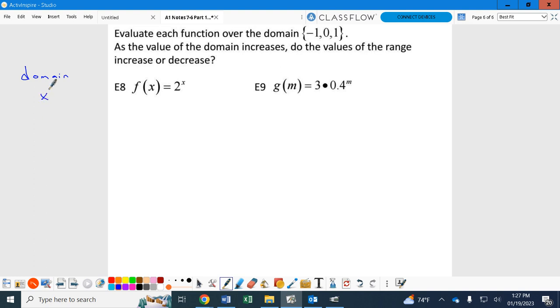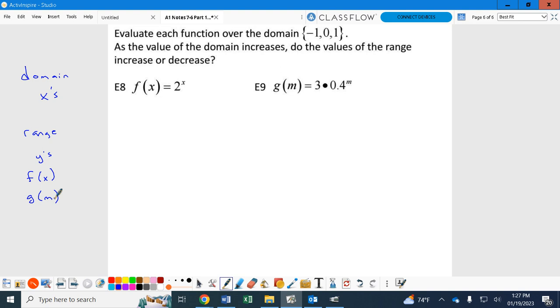X's. And the word range means we're going with the y's. Guys, another way to say y is f of x, or in this case g of m for the second one. Those are the y's.